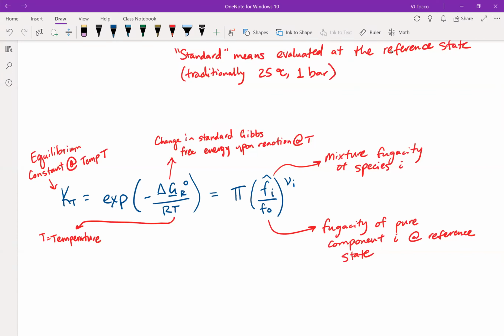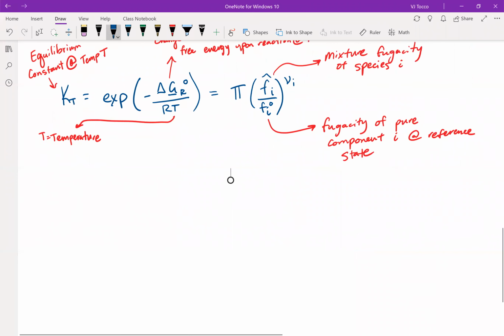And I should write it more consistently. It's the fugacity of species I standard, right? This is not a zero, by the way. This is the naught sign. I sometimes say zero, but it means standard in the notation.